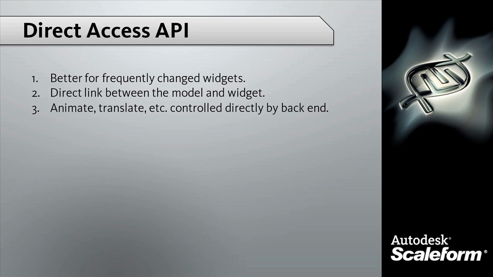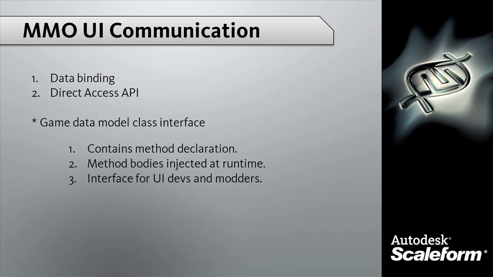Both methods of communication between the game client and the UI are supplemented by a game data model class interface, instead of using simple external interface calls. This class contains declarations for all the methods the MMO Kit uses. The method bodies are injected at runtime from C++. This class provides a well-defined interface to request data from the game client, which is helpful for not only UI developers, but also modders. As with all our UI kits, the MMO Kit is fully documented, providing detailed code explanations.